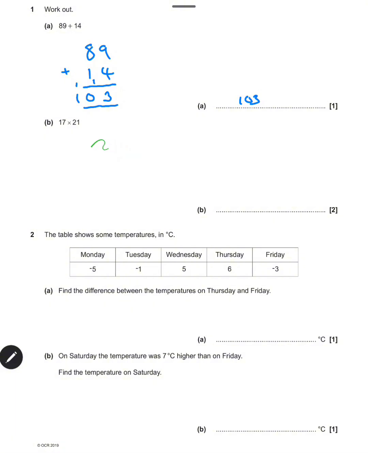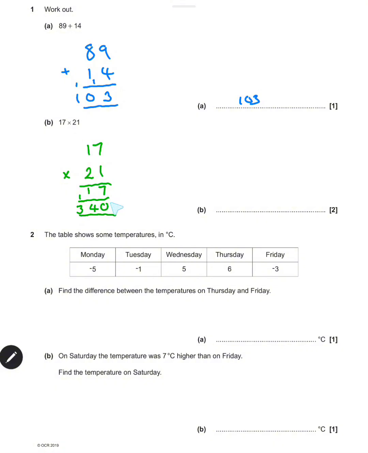Part B, straightforward multiplication. 17 multiplied by 21. We'll use a column method. 1 times 7 is 7, 1 times 1 is 1. Remember, we need a 0 placeholder here. And then we're going to do 2 times 7 is 14. And 2 times 1 is 2. Don't forget to add that 1 there to make 3.